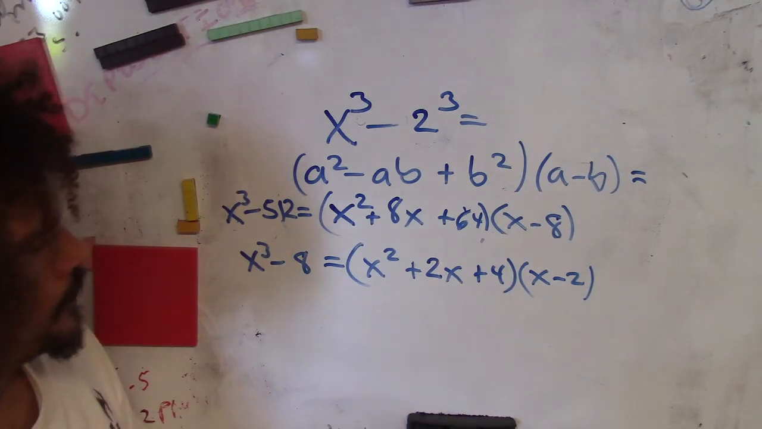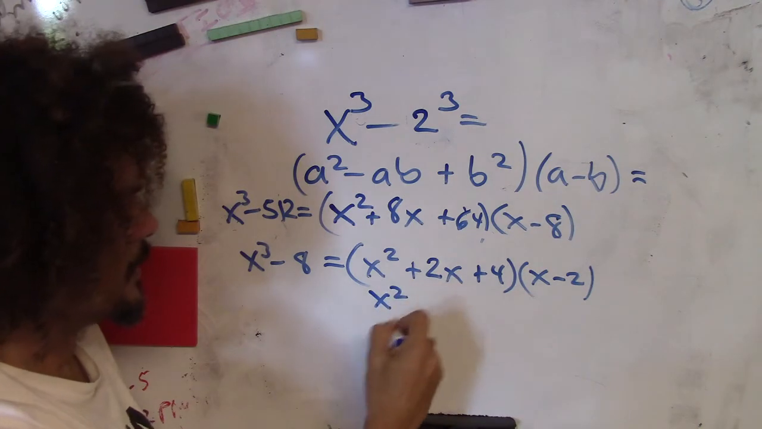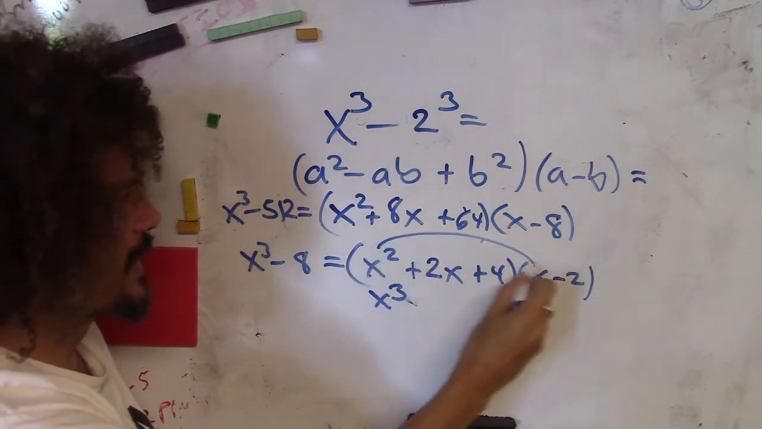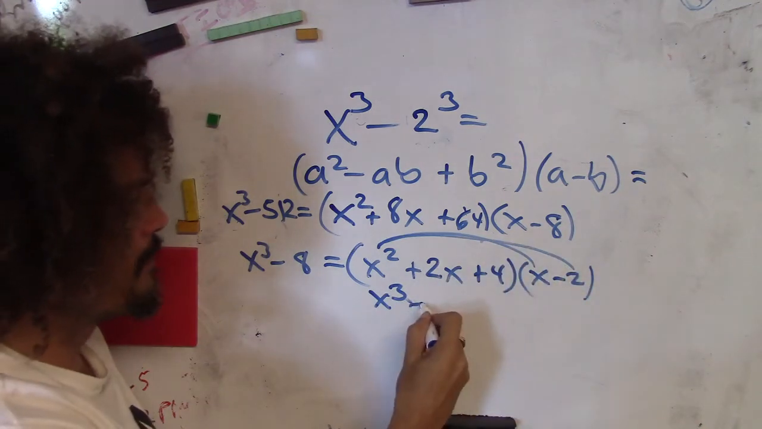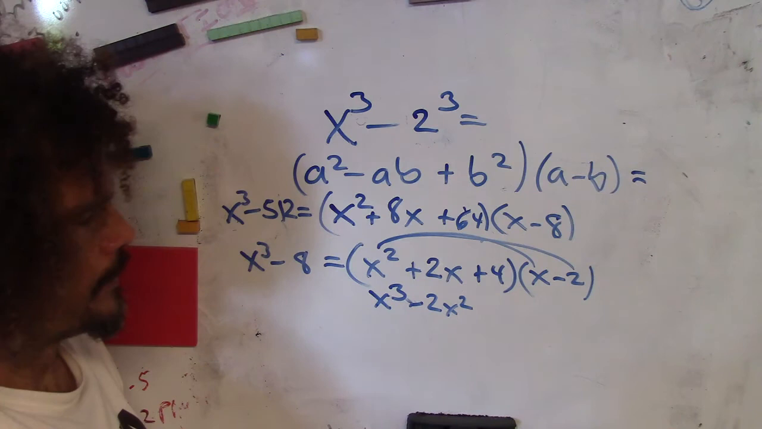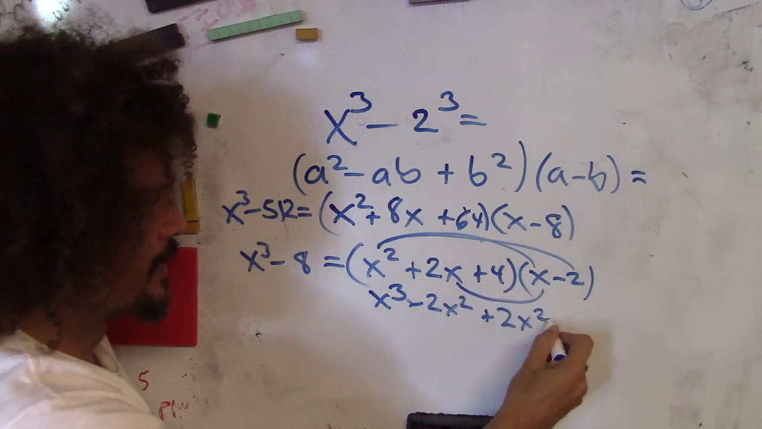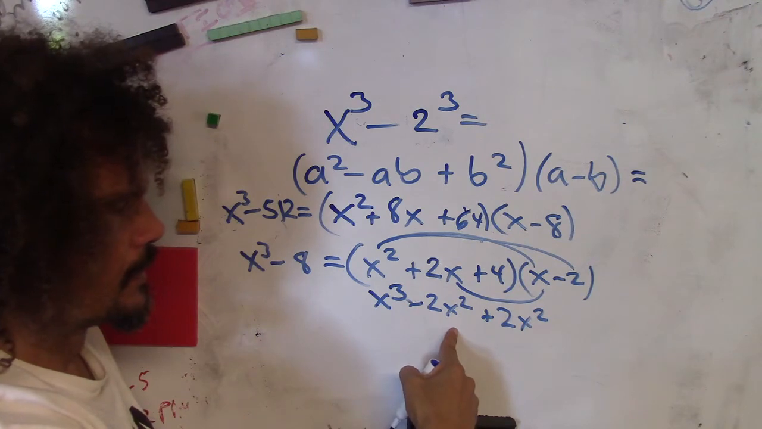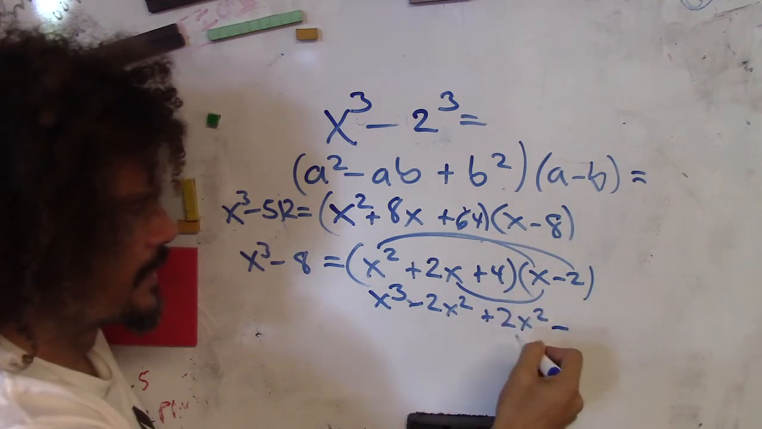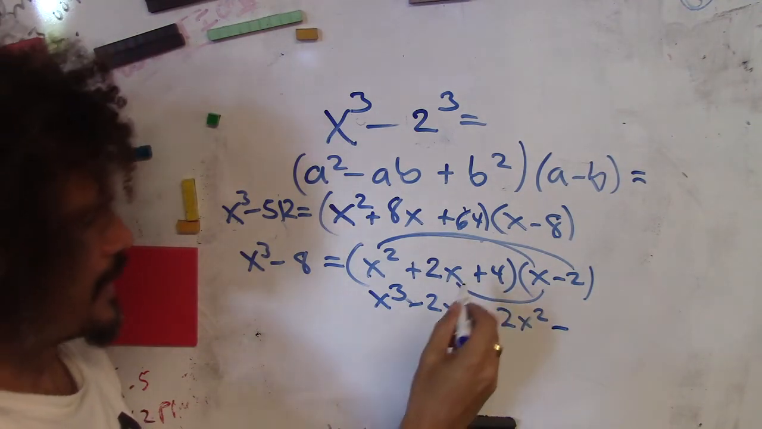Let's do it. X squared times x gives me x cubed. That's this one times that one. Then what do I have? Then I have minus 2x squared, right? But then I'm plus 2x squared, which is 0. And then I'm 4 times negative 2, which is, oops, I forgot. Did I do everybody? I didn't do everybody.